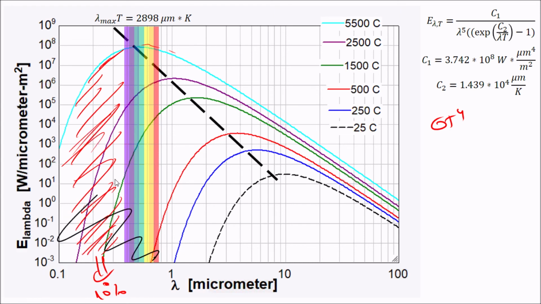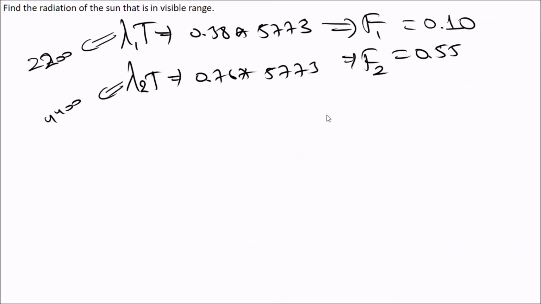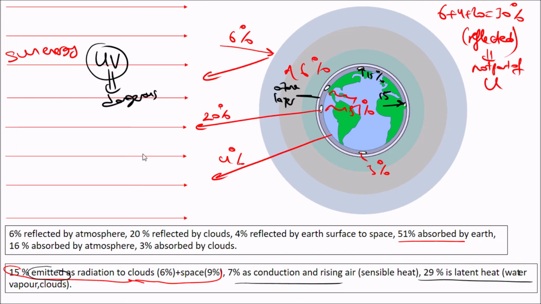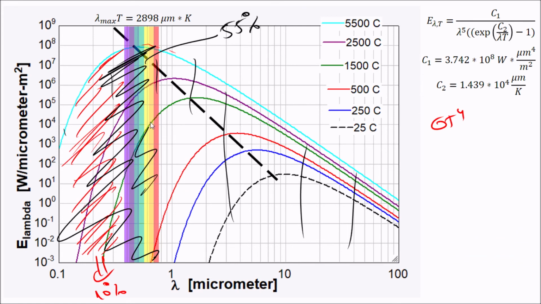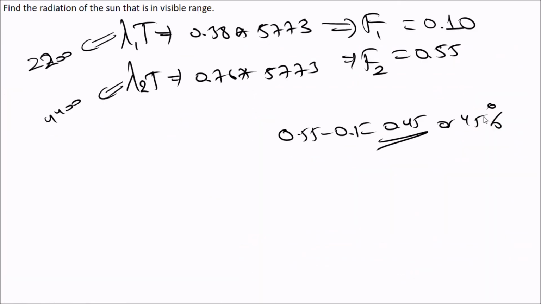For the second lambda, it means that 55% of the total area falls in that range. Okay. If I subtract, so 0.55 minus 0.1, it makes 0.45 or 45%. It means that 45% of the area falls in this range, which is the visible range. Or in other words, of the sun energy that reaches the earth, 45% is visible, which is important for our eyes that can see in this range.